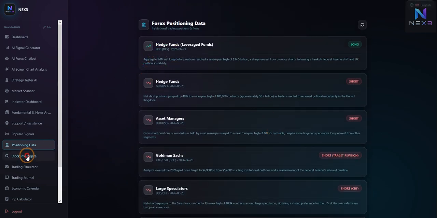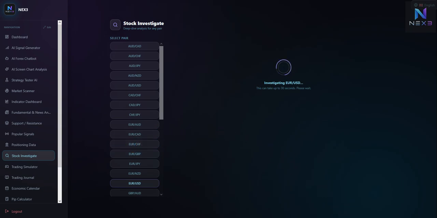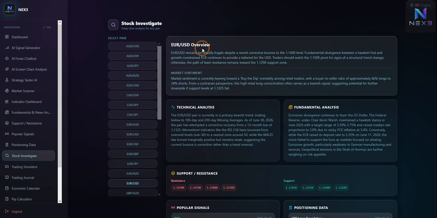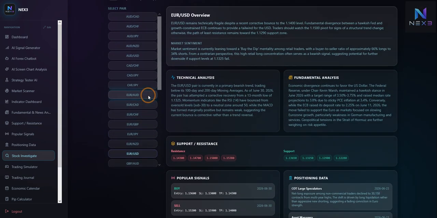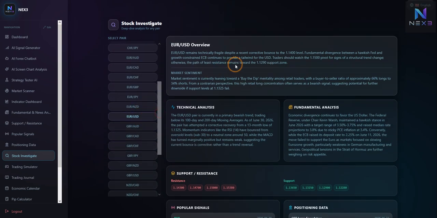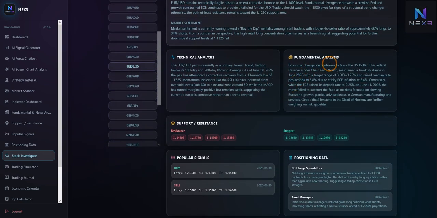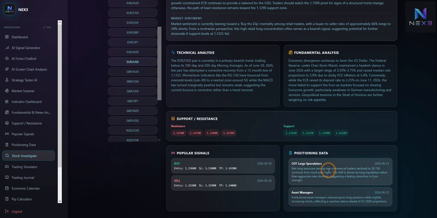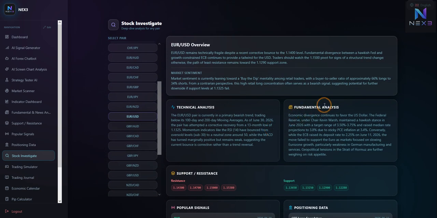Stock Investigate. Although we are primarily a Forex platform, the Stock Investigate tool allows you to conduct a deep dive analysis on specific trading pairs or related equities. You can look under the hood, analyzing both the technical setup and the fundamental drivers of a specific asset, ensuring you never buy blind.